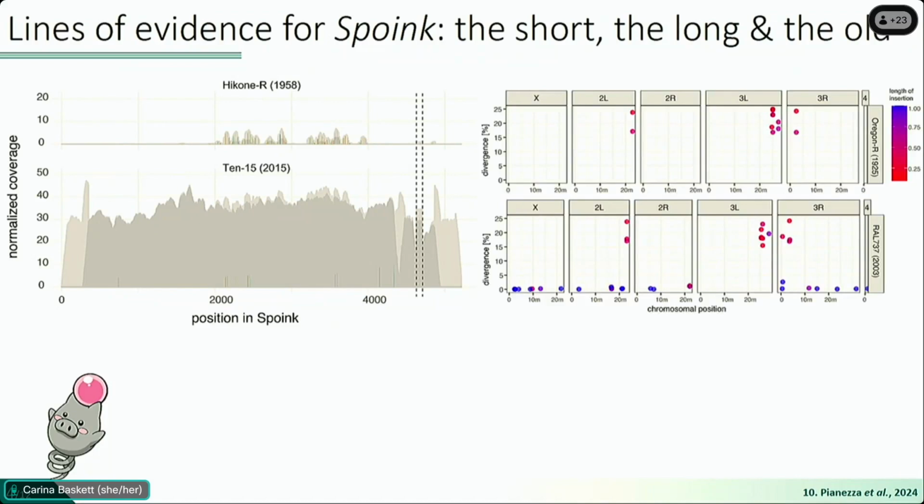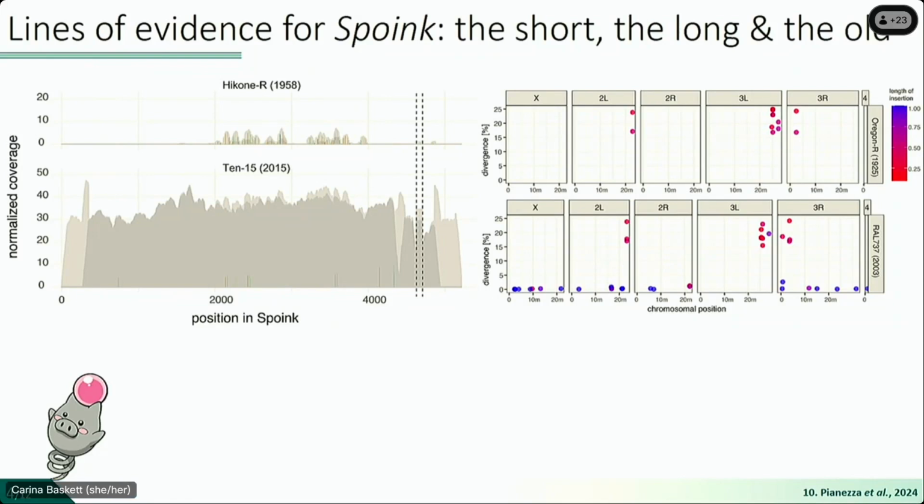Again, we have the two strains, one from the 20s and one from 2003. And then we basically run RepeatMasker on the long read assembly. And the dots you see, if they are red, they are very, very short. So they are less than 25% of the consensus sequence, like less than a quarter of the entire length of the TE. And on the y-axis, you see the divergence. So there are some TE insertions that maybe have something in common with Spoink that you can see also in the strain from the 30s.